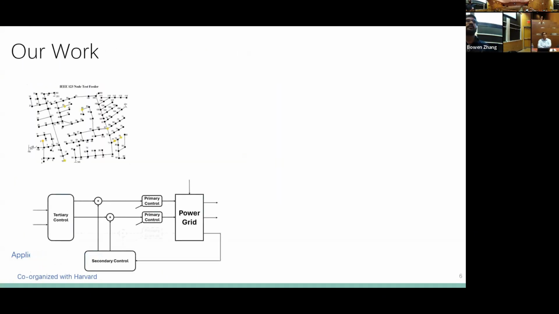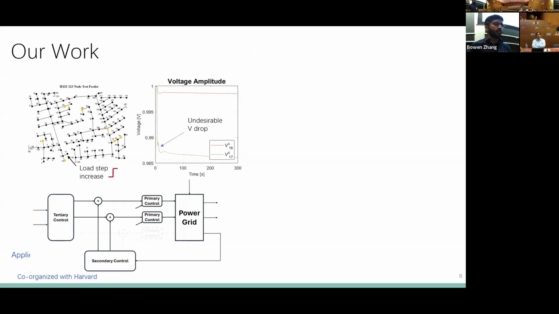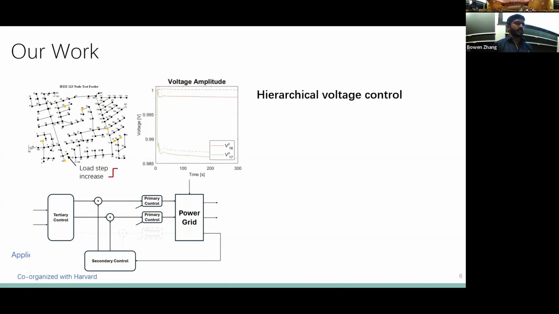So this is just a summary of the work that we'll be talking about today. We'll just be considering the problem of voltage control. So say we have a large increase in load at this node 17, we would have an undesirable drop in voltage at that node, and it also affects the voltage at other nodes in the network. And then the idea is to use a hierarchical voltage control to try and restore that voltage back to the level before the load step.